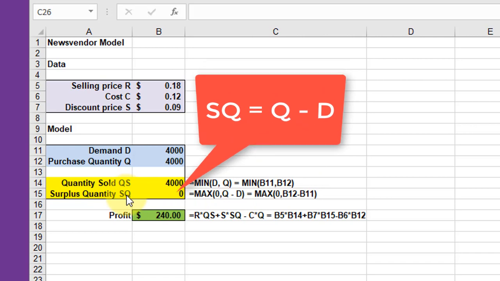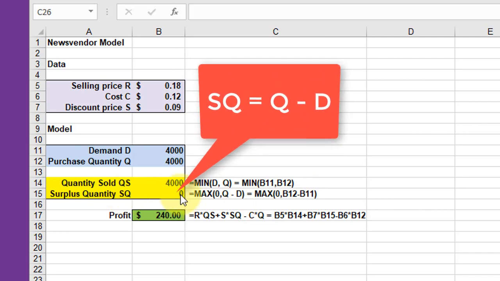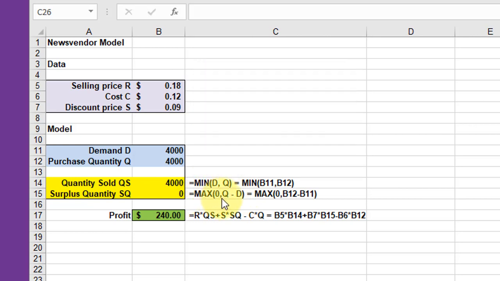The surplus quantity, SQ, is 0 in this case because the demand and the quantity match. It has to be the max of 0 because we don't want a negative surplus quantity, and that's what you would have if the demand was greater than Q. So it's the max of 0, or Q minus D, and that's set up with the formula max, 0, comma, and the cell references.